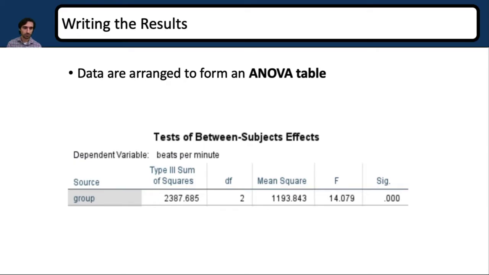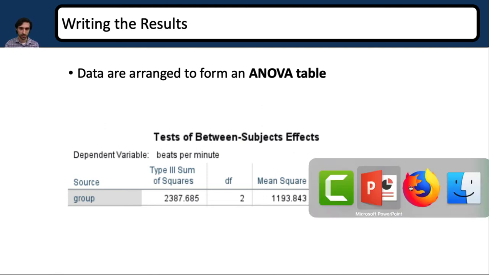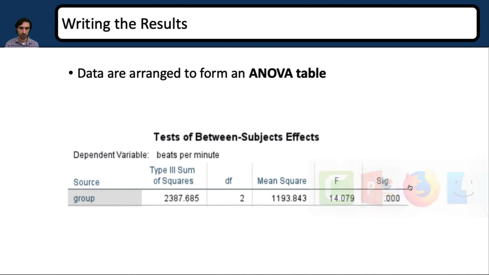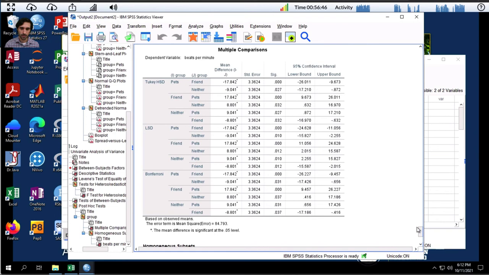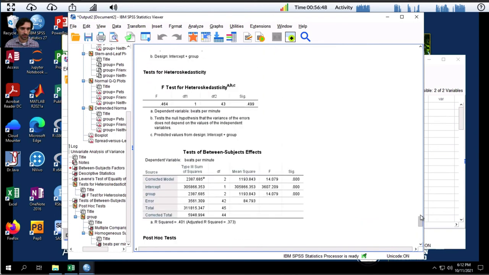All right. So the data are arranged to form an ANOVA table, and that is the test of between-subjects effects. And again, I'll just show you what this table looks like here. In fact, I hope we did it on this one.